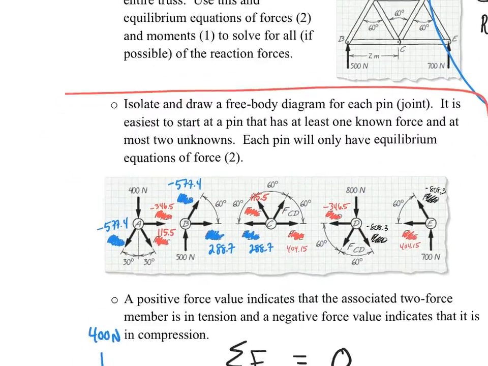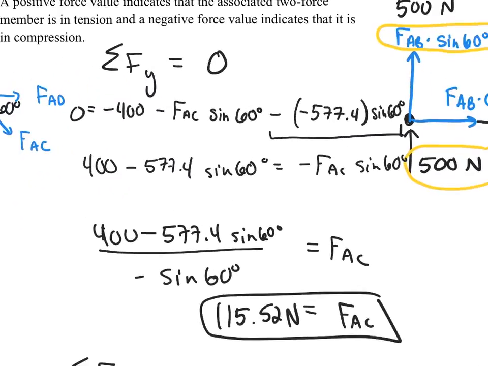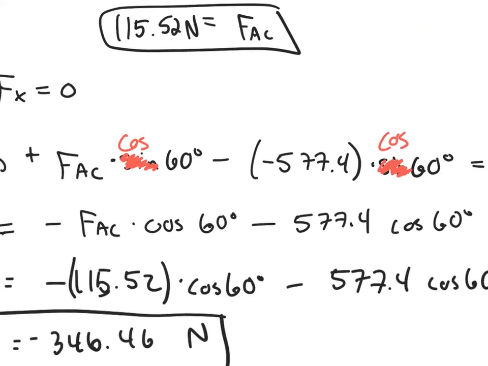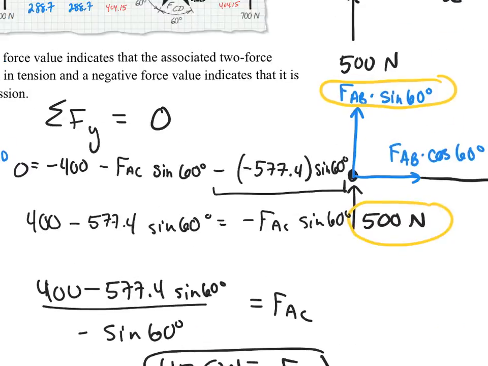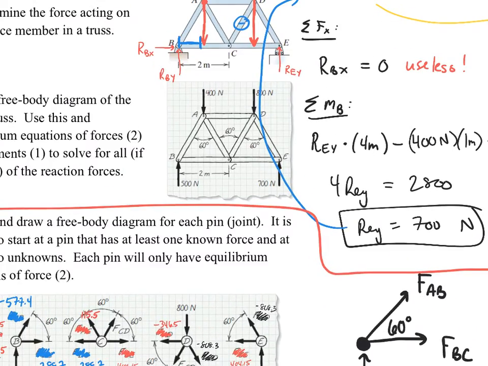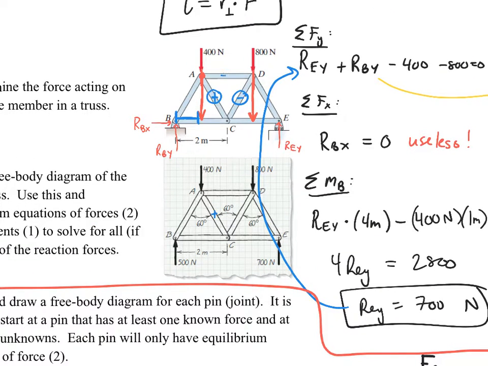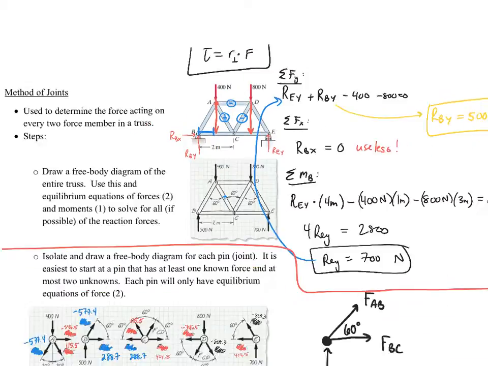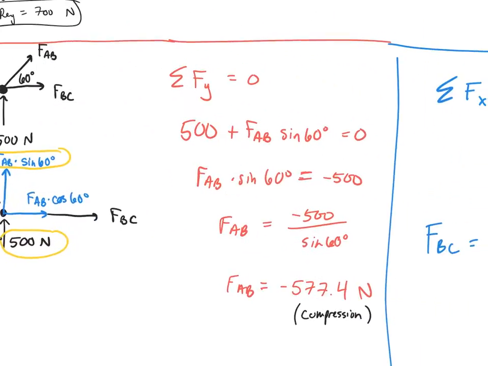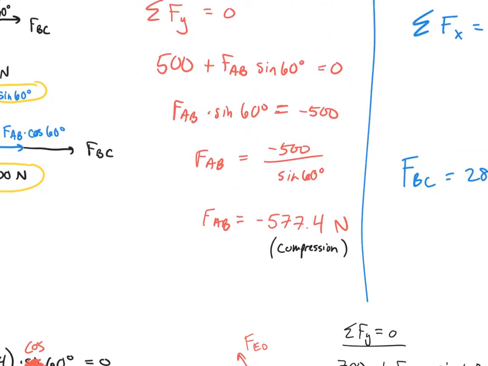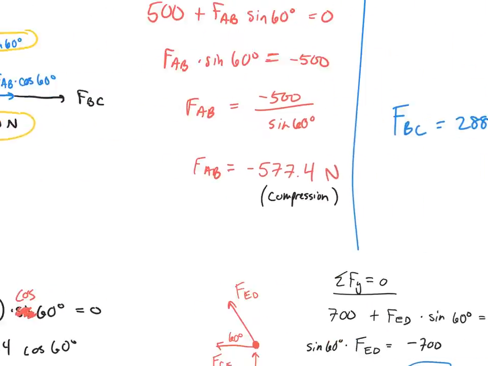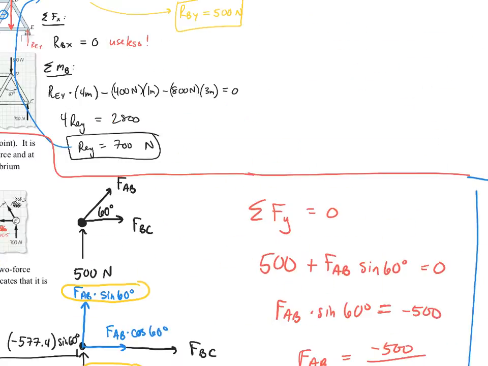I don't know what my other numbers were. I gotta just search this whole diagram now. FAC was positive. FAD was negative. Let's get the others. Did we already get FAB? No. FAB is negative. FBC is positive.